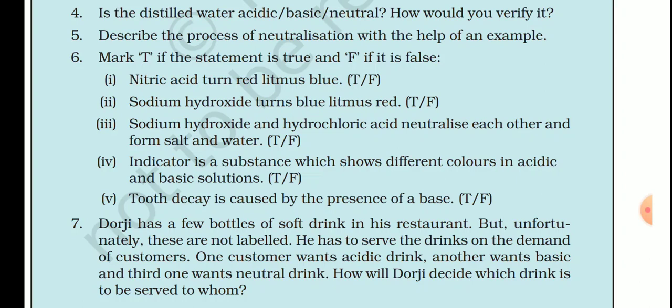Similarly, he should use red litmus paper to test the basic drink. If the red litmus paper turns blue, then the drink will be basic. And there will be no change on the litmus paper for the neutral drink. Okay, so in this way he can decide the nature of the drink.